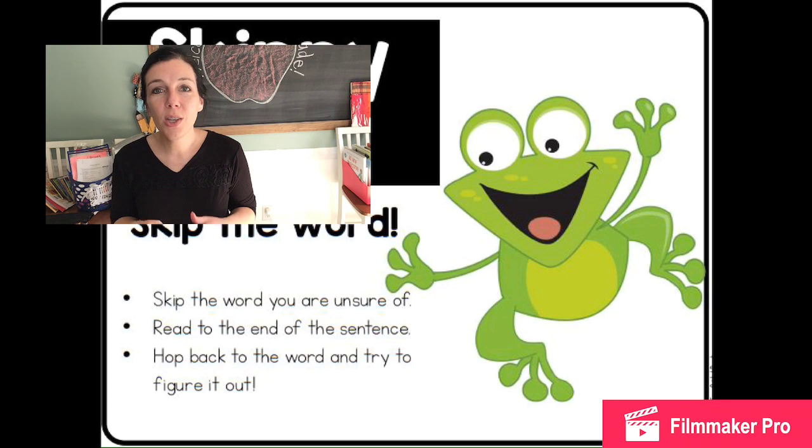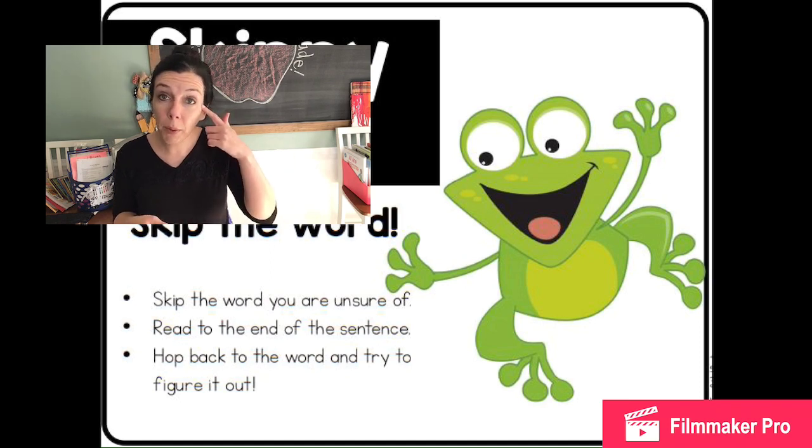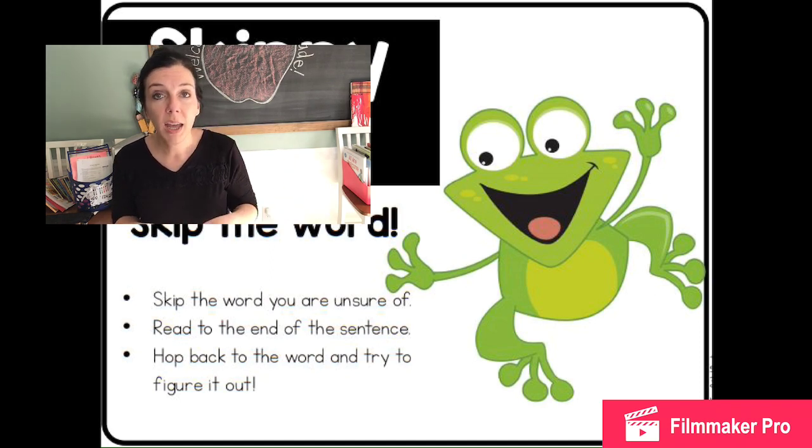Okay, so don't forget that we talked about this strategy last week, right? We talked about Skippy Frog, and we're going to learn a new strategy this week, but I wanted to make sure that I mentioned and had you remember our strategy from last week, because it's really, really important if you get stuck on a word that you have a lot of different things that you can do to help you figure out that word on your own.